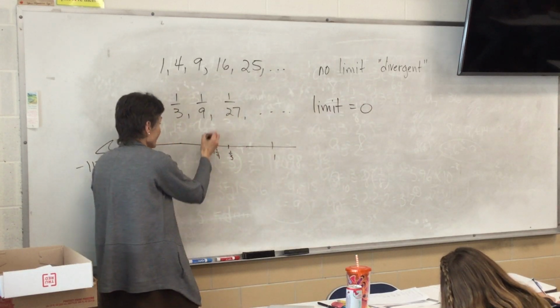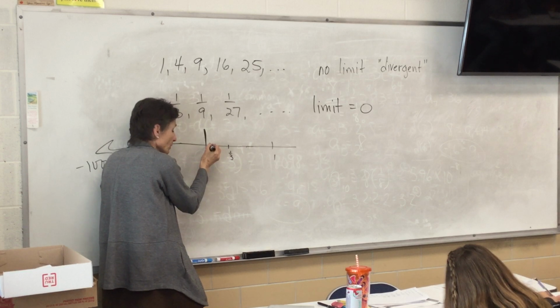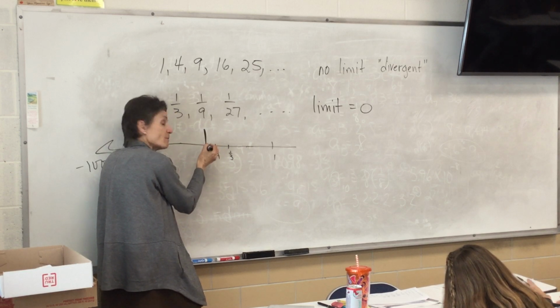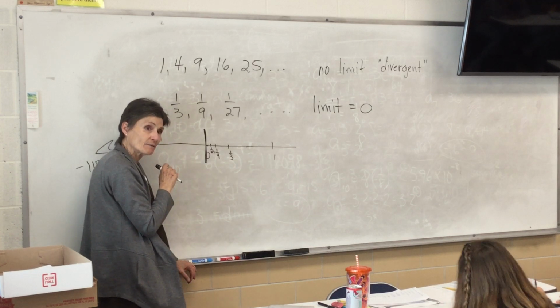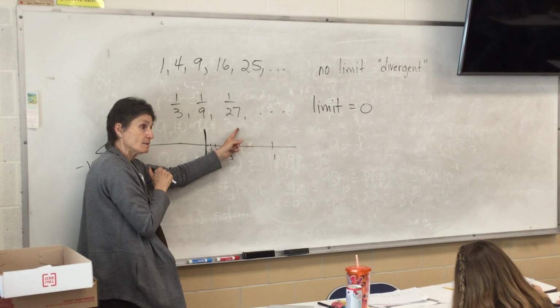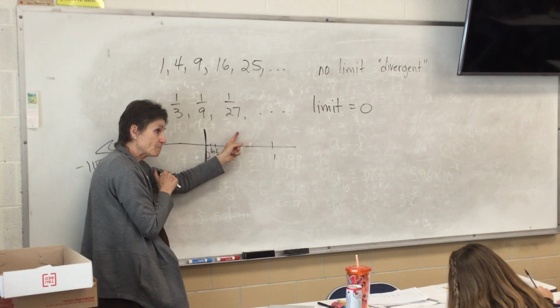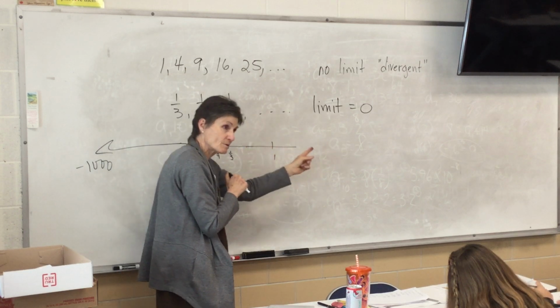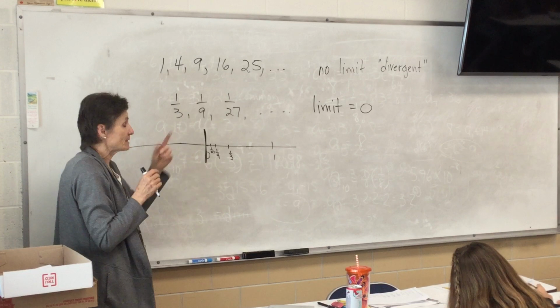Can you see how this is a wall? These terms are going to keep going closer and closer, but they're never going to go past 0, because if they went past 0, they'd be negative. And these numbers are never going to get negative, because I'm multiplying by 1/3. And as long as I keep multiplying by 1/3, I'm going to stay positive, right? So the limit is 0.